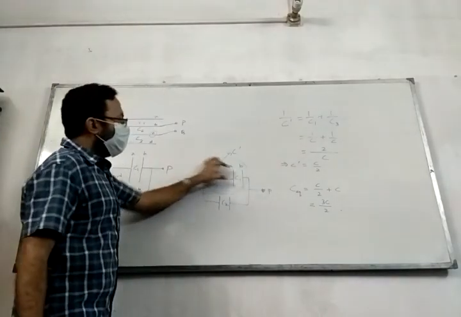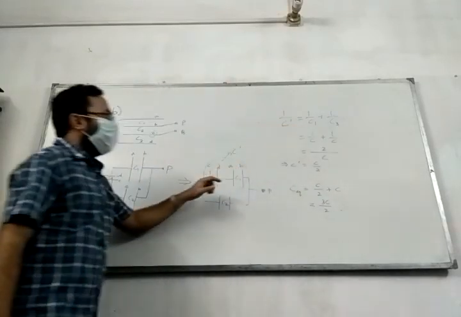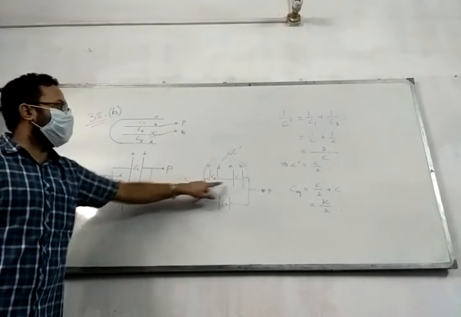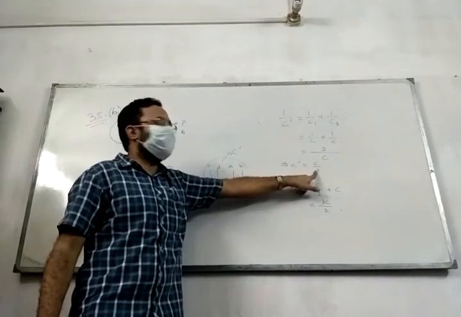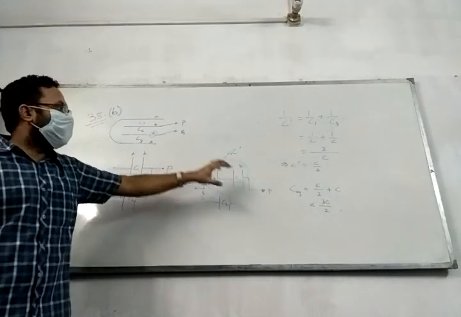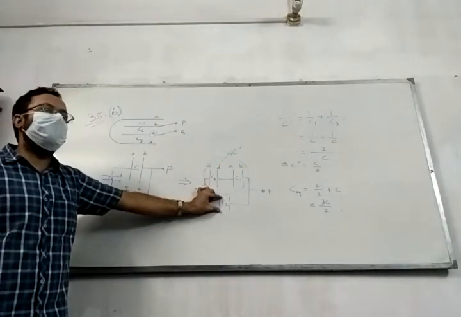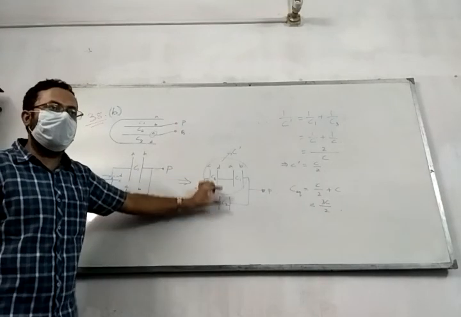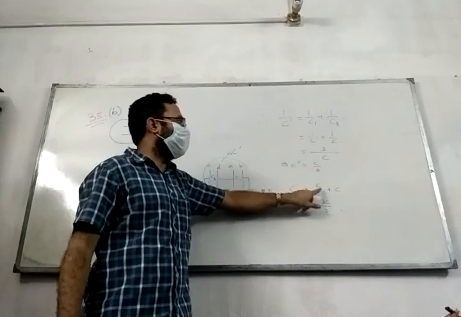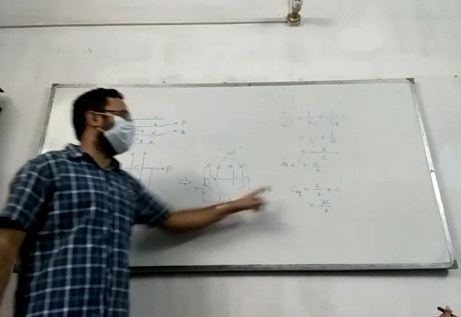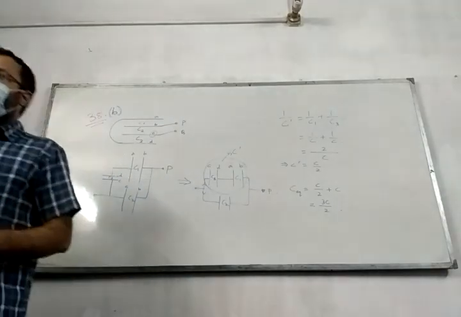Then for these two, 1 by C dash is equal to 1 by C1 plus 1 by C2, and we get the series combination of these two capacitors, which is 1 by C plus 1 by C, that is C by 2. And then with C by 2, we have C2 in parallel. For parallel, you just directly add the values. C by 2 plus the capacitance of C2, which is C. So is that clear?